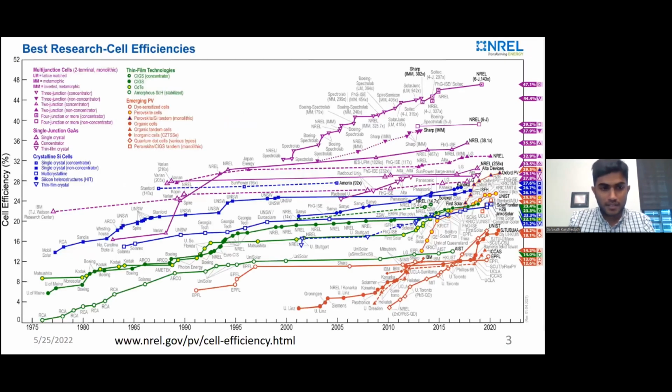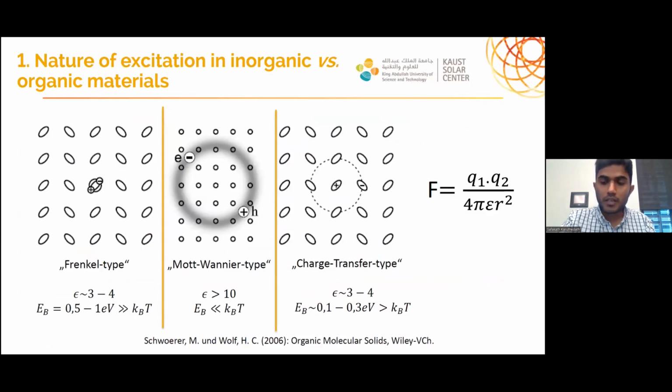I start with this famous NREL chart. It's not the updated one, probably last year's. The region we are focused on is here in the red region. Efficiency is now reaching about 19%. That means organic solar cells, OPV, can be a potential contributor to the energy crisis of the world. So let's talk about organic solar cells and how they differ from inorganic semiconductors.